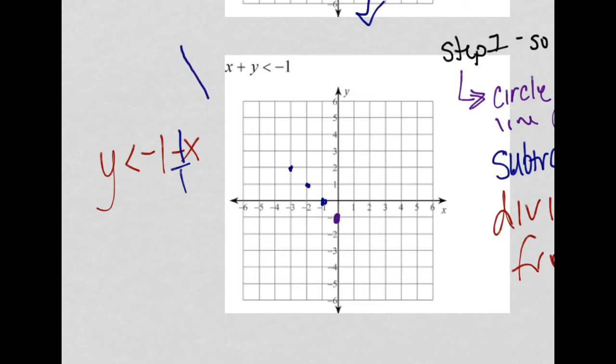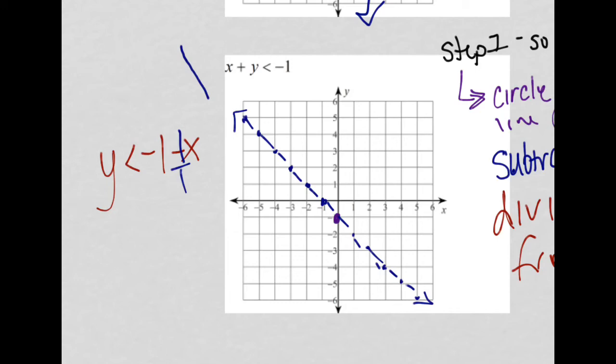like this. Is my line looking like that? Yes, it is. Next thing I look at, what kind of line am I drawing? Well, because there is no "or equal to" little symbol underneath my alligator, it's a dashed line. So I'm going to go like this and put arrows at the end.